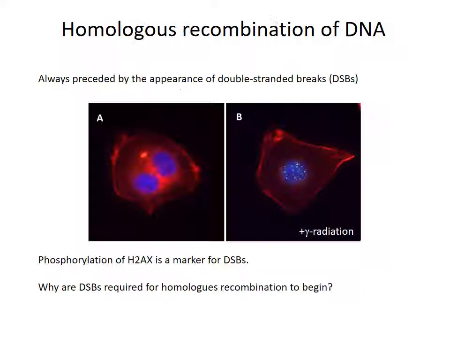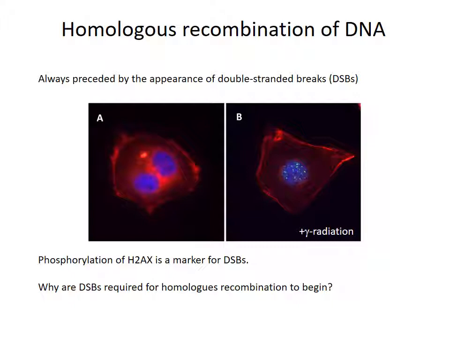Okay then, so one thing that is universally true in terms of homologous recombination is that it's always preceded by the appearance of double strand breaks. So what we have here is an immunofluorescent image of a cell. This cell's been stained with two different antibody markers, an antibody marker which looks as though it's lighting up the cell membrane, membranous structures, and then a second antibody in panel B which is detecting double strand breaks. The blue stain is DAPI, a counterstain for DNA.